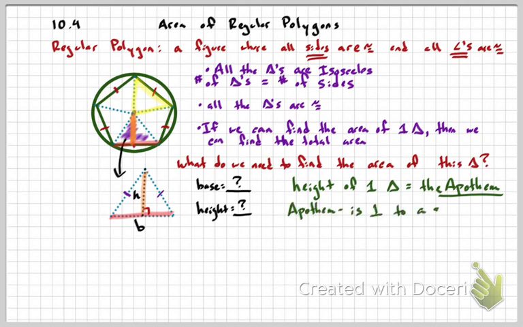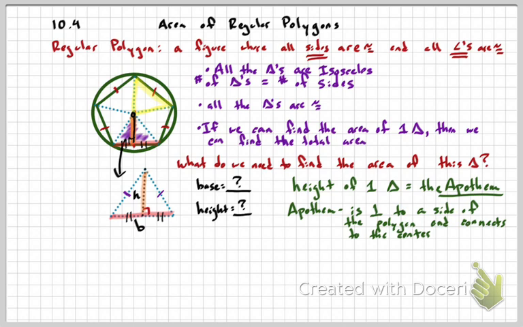So the apothem is perpendicular to the side of the polygon and connects to the center of that side, as well as the center of the polygon. So this right here, it's also dividing up these two sides in half. Because remember, the altitude, aka the height of an isosceles triangle, cuts it in half. That's important to remember.